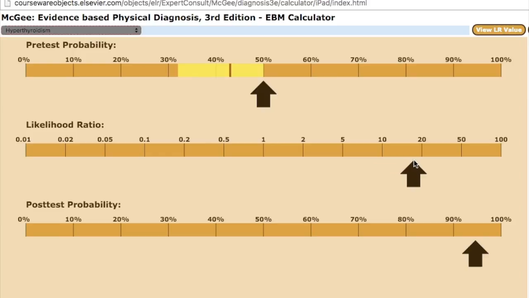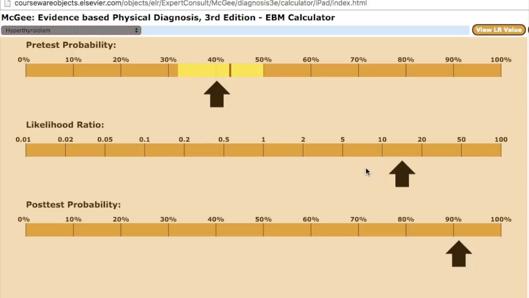So let's look at eyelid lag, which has a positive likelihood ratio of around 18. Again, it brings your pretest probability from 40% up to over 90% as a post-test probability. Very, very predictive if you have a positive test that this patient may have hyperthyroidism. Now we look at eyelid retraction, positive likelihood ratio of 33.2. Again, you're nearing 100% for your post-test probability for hyperthyroidism. Positive Wayne index, positive likelihood ratio of around 18, similar to eyelid lag.